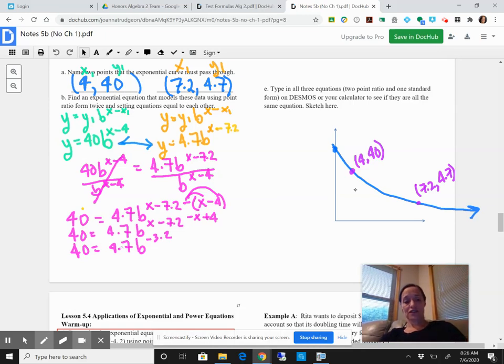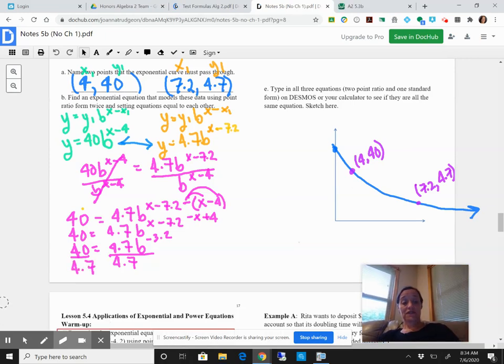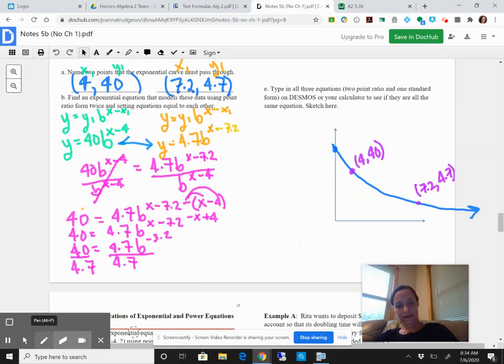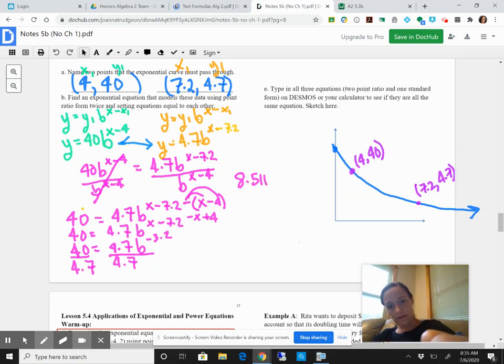All right, now I'm going to move along here. I'm going to get my numbers over to one side. So I'm going to divide by 4.7. Okay, now we're going to divide. So 40 divided by 4.7. If I do that on my calculator, 40 divided by 4.7 gives me 8.511. Let's say 8.511. So I'll do it up here. 8.511 equals, and then on this side I just have b to the negative 3.2.